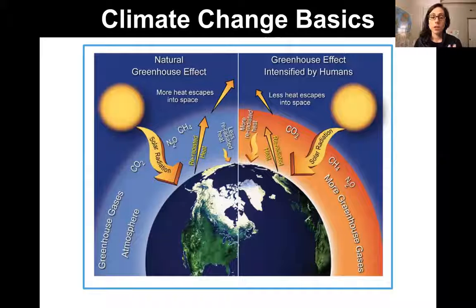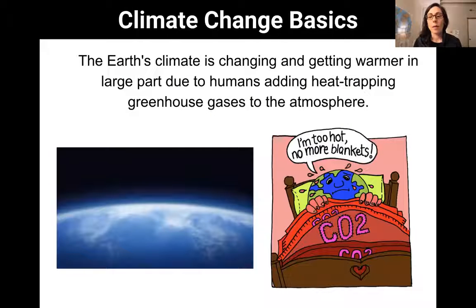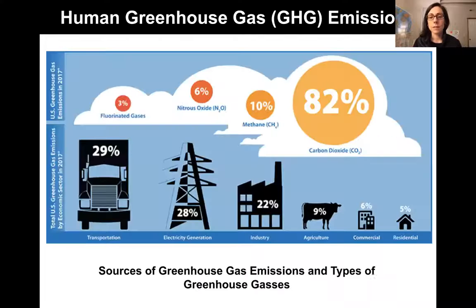So in this situation, you're showing students that on the left side, we want some of this. We want some of these gases to be trapped so that we can have some heat. But on the right side, we're having too many. With younger students, it's useful to sometimes show this as an analogy of the Earth having too many blankets on it, and it's just getting too hot, and it's saying no more blankets.